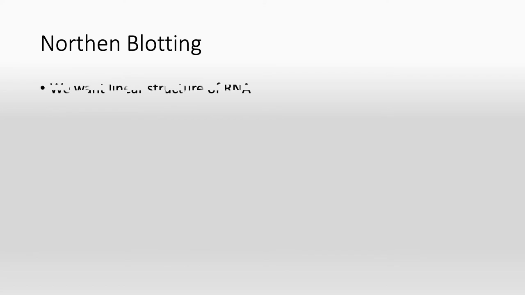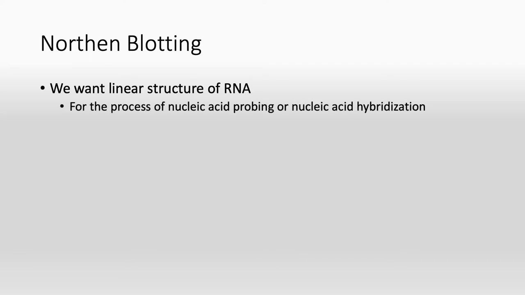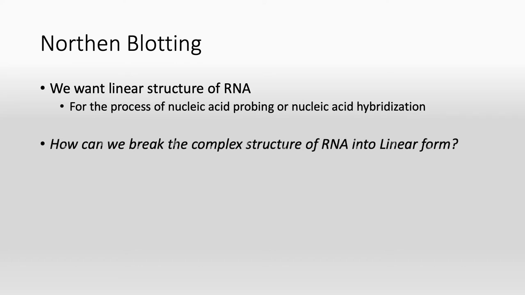We want the linear structure of RNA and the fragments of linear structure of RNA for the process of nucleic acid probing, or nucleic acid hybridization. Only then can we find out the specific sequence of the RNA. But how can we break the complex structure of RNA into linear form? In that case, we need to use a denaturing gel electrophoresis process, which will help us to resolve the secondary structure into linear RNA.